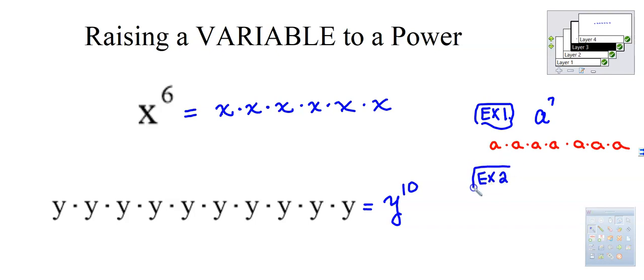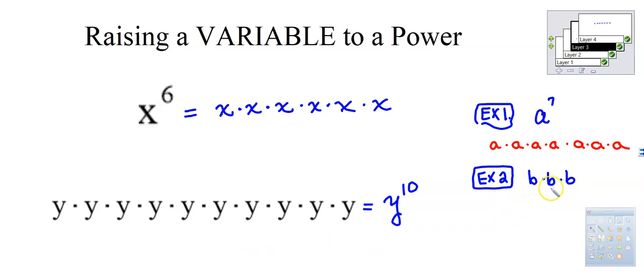I would like you to write this in exponential form. You ready? How about we do b times b times b. Write that in exponential form. Pause the video, turn it back on to see how you did.